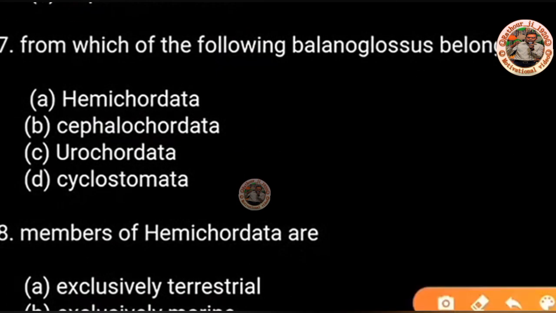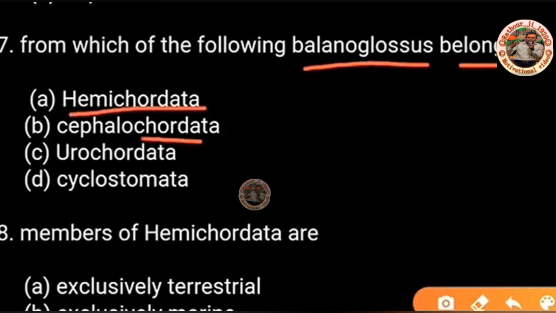Question 7. Which of the following does Balanoglossus belong to? Option A, hemichordata. Option B, cephalochordata. Option C, urochordata. Option D, cyclostomata. So the correct answer is option A. Balanoglossus belongs to hemichordata.